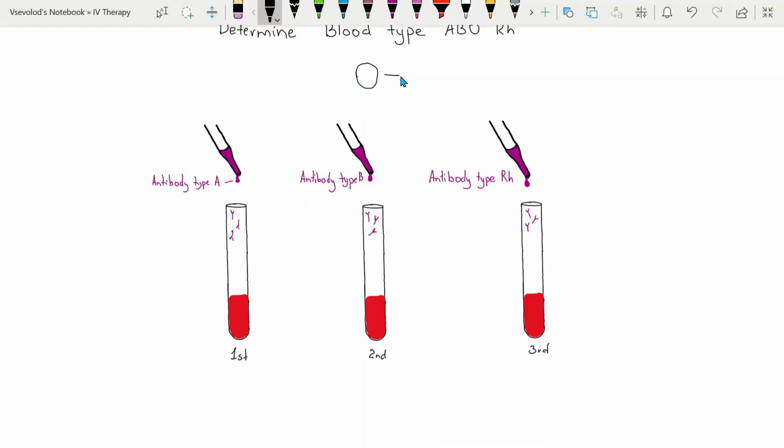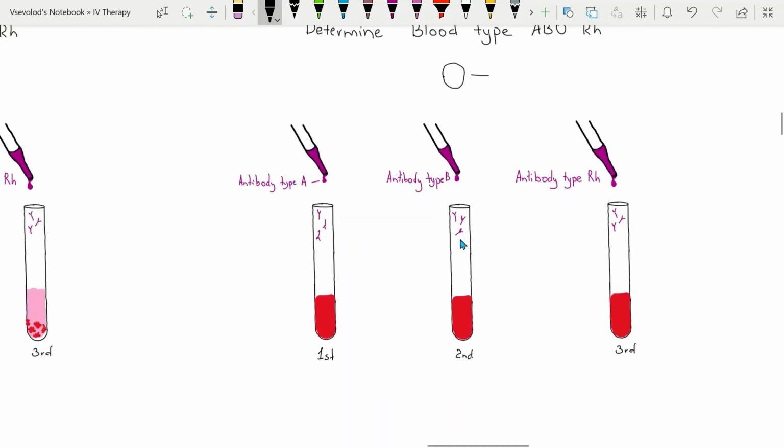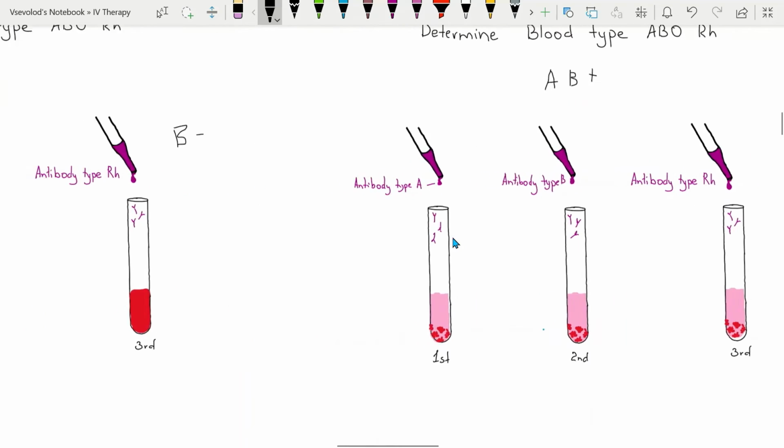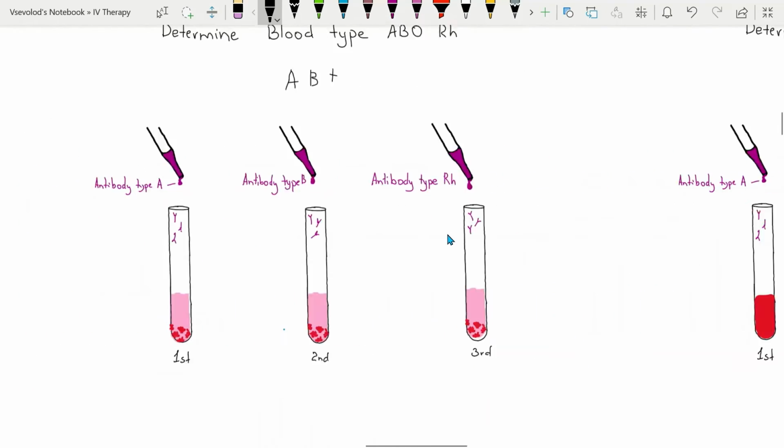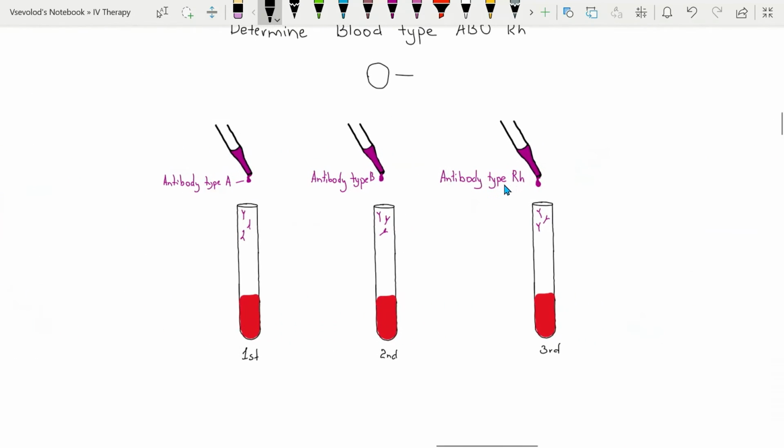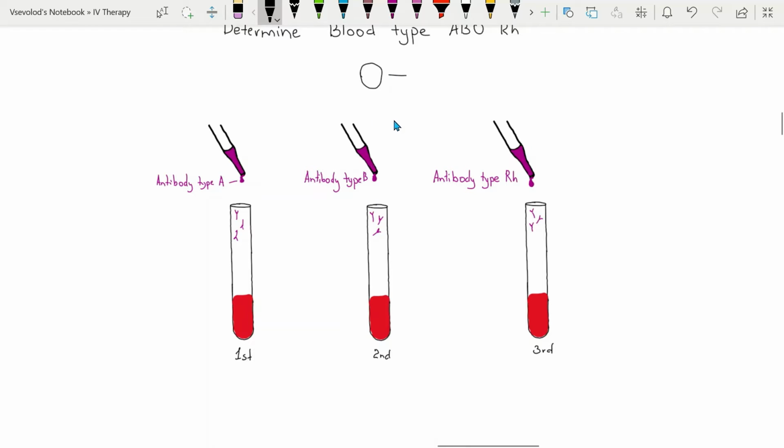It makes me a great packed red blood cell donor, but not so much a great plasma donor. The reason why is because my plasma will have all the antibodies to type A red blood cells, to type B red blood cells, and red blood cells with Rh positive antigen on them. So this is an example of results of somebody who is O negative blood type in a forward typing.